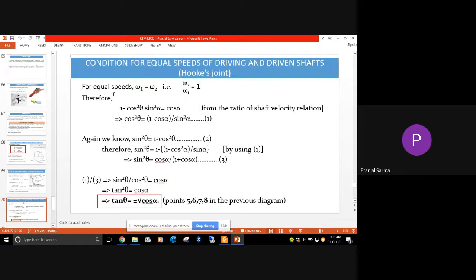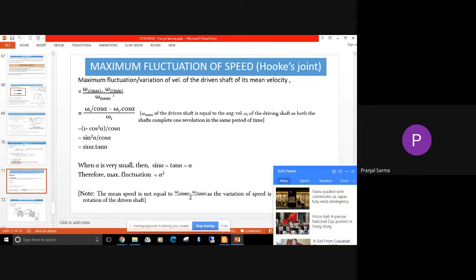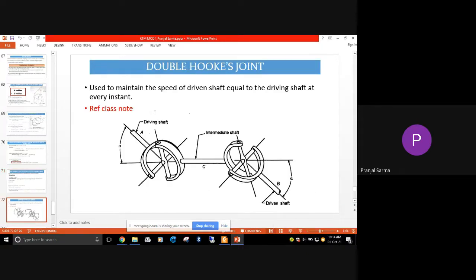We have also seen that at some point we get equal speeds for the driving as well as the driven shaft, and the condition that we obtained is tan theta equal to plus or minus root over cos alpha. Whenever that condition is fulfilled, we get equal speeds of the driving and the driven shaft in the case of the Hooke's joint. Also, we found out the maximum fluctuation of speed in the case of the Hooke's joint and the condition for it.